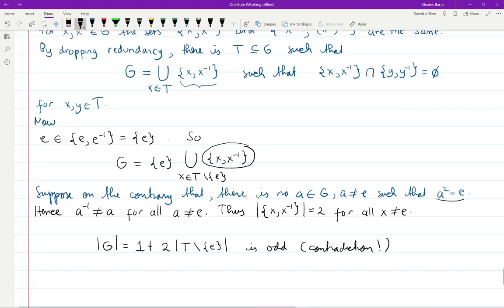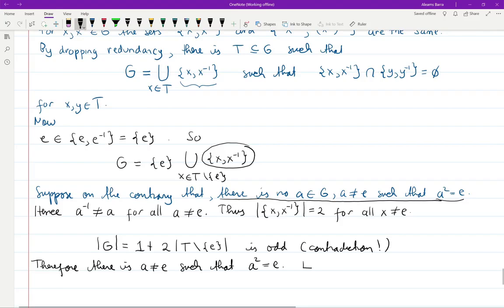Okay, so what is wrong? What's wrong is that we assumed there is no A in G, not a neutral element, such that A squared equals E. So that cannot be true. Therefore, there is an A which is not a neutral element such that A squared equals E. And so we are done.